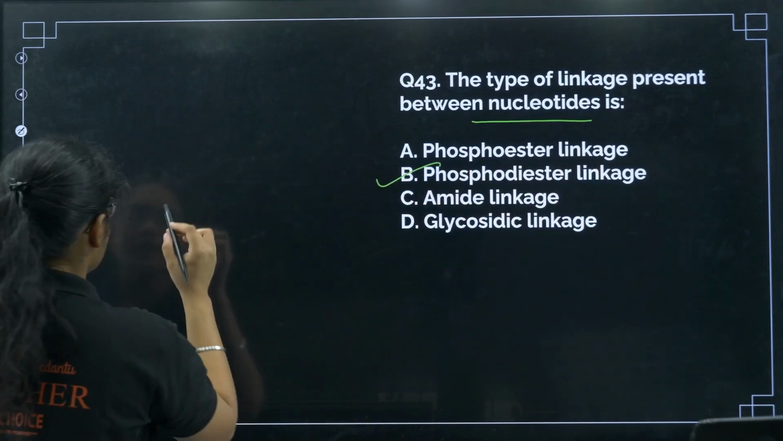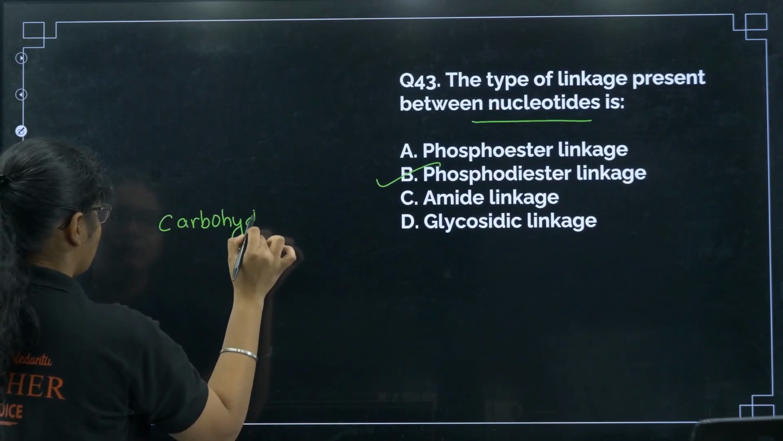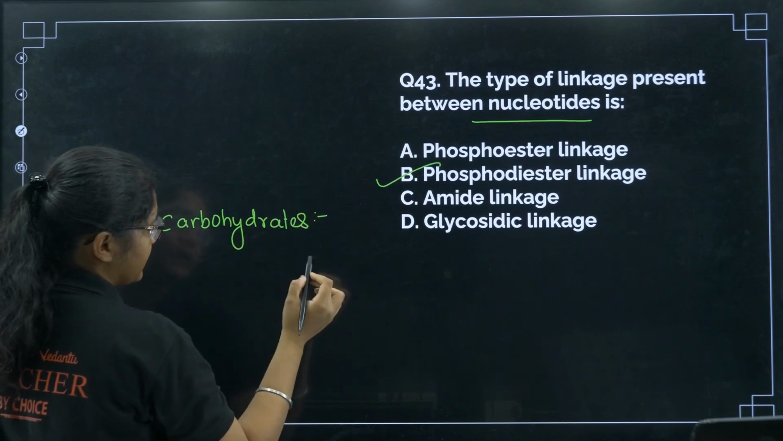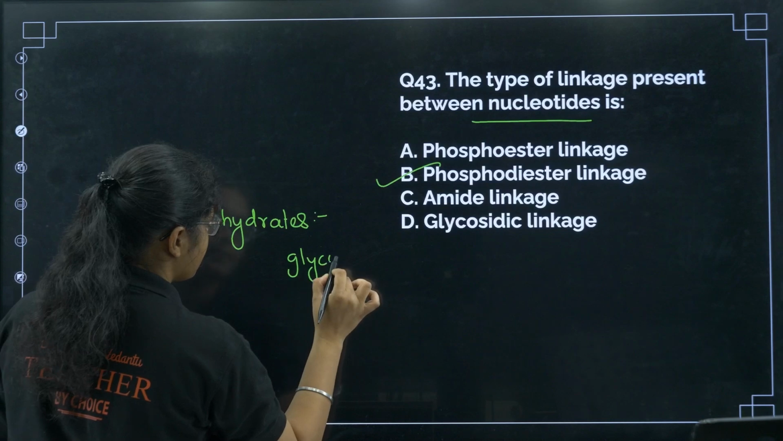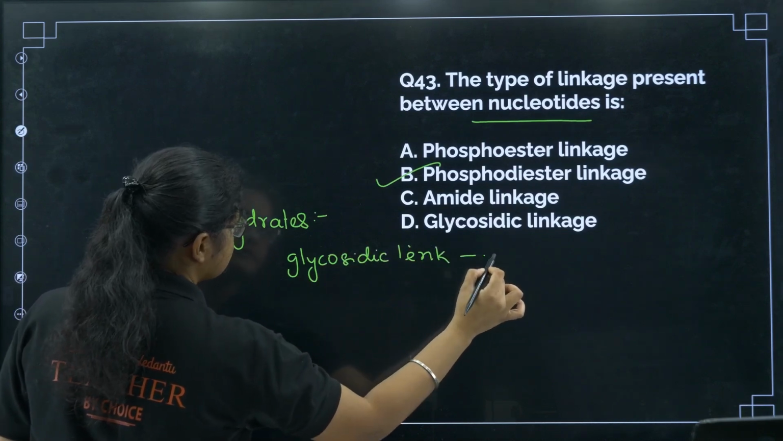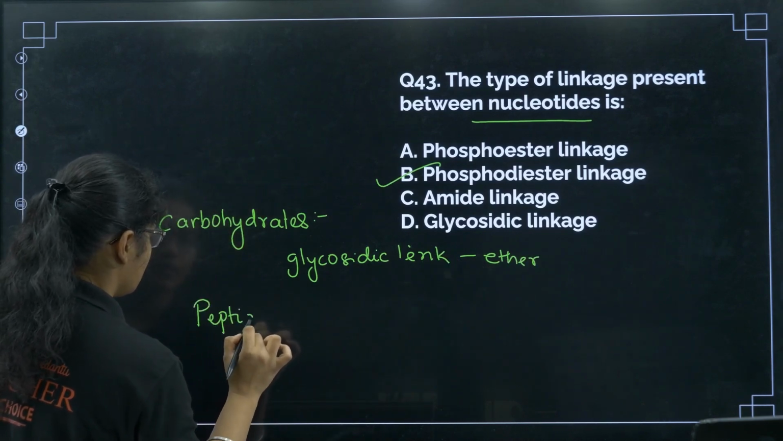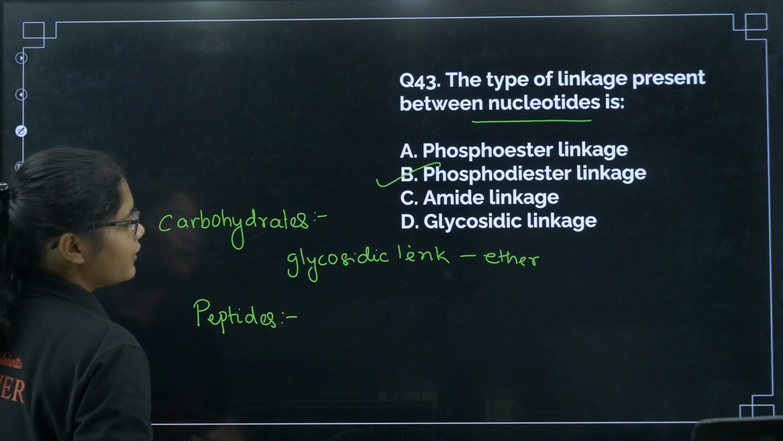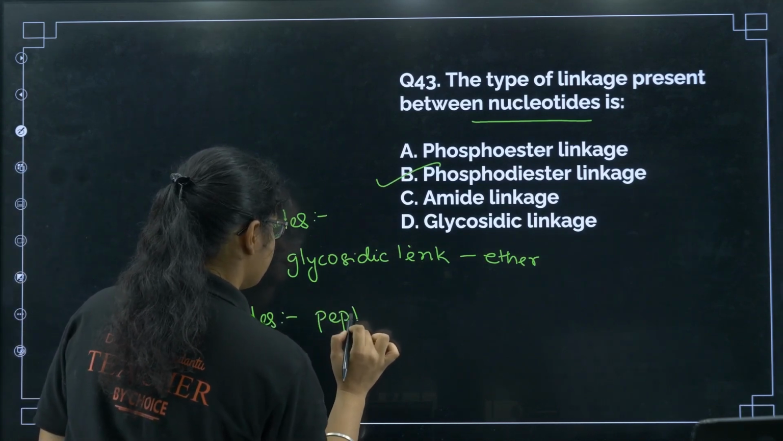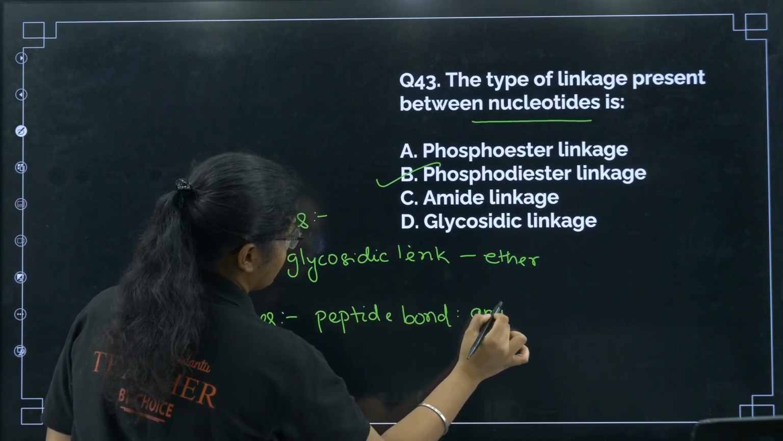So please remember here, in case of carbohydrates, the bond that is used between them is the glycosidic linkage, and this is an ether type of bond. Okay. In case of peptides, we call it the peptide bond, and it is an amide linkage.